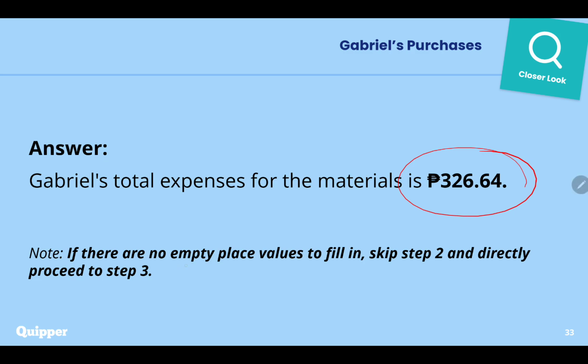So, sabi dyan, if there are no empty place values to fill in, skip step 2 and directly proceed to step 3. Like, for example, kapag pareho naman yung bilang ng kanyang decimals, no need to add 0. So, we have here 5.35 plus 6.73. So, you don't have to add or fill in zeros with this given. Okay? So, you may proceed to step 3 directly.